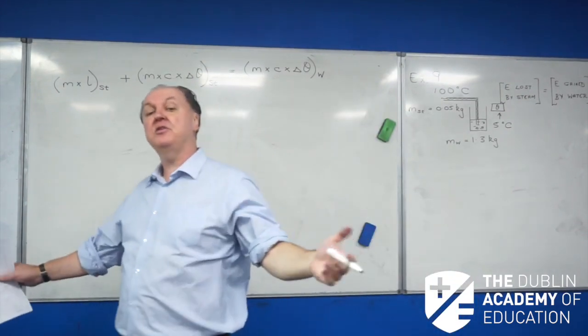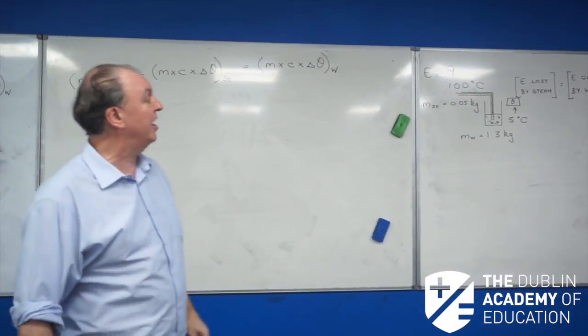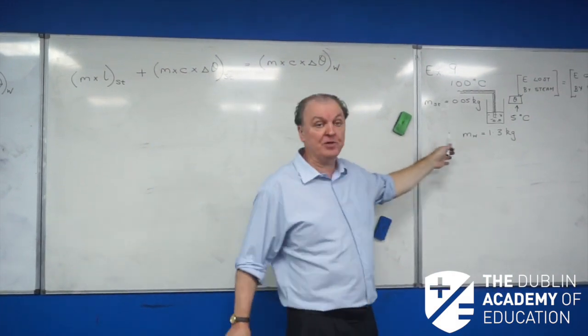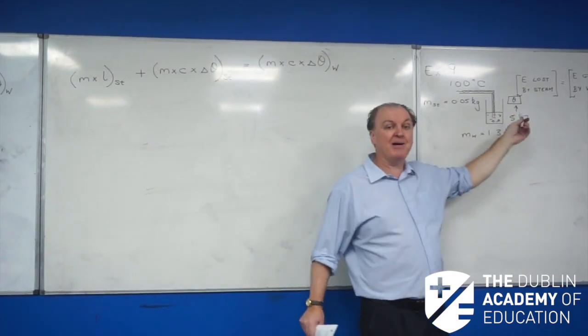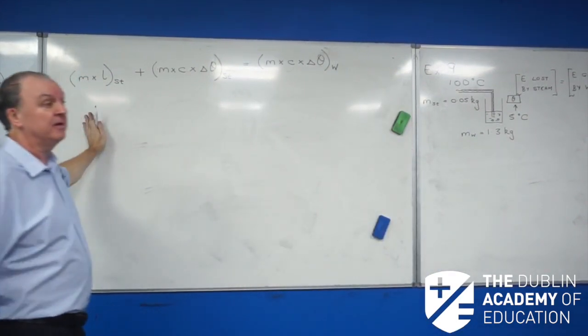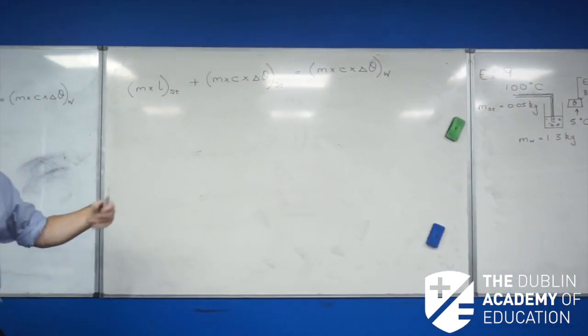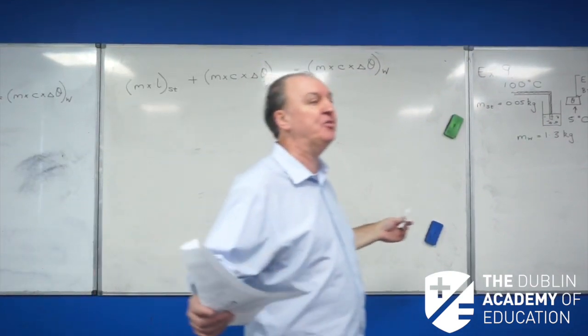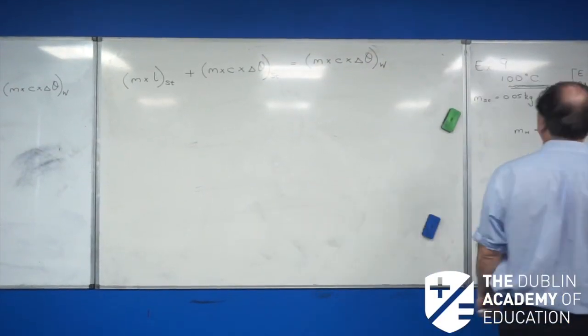So again, you see the three-part way I solve everything. I do my diagram with all the information on it. I write down my energy equation in words. Then I write down the formula. Next, I put the numbers in, and then it's just algebra. Can I do the algebra? So let's put it together.